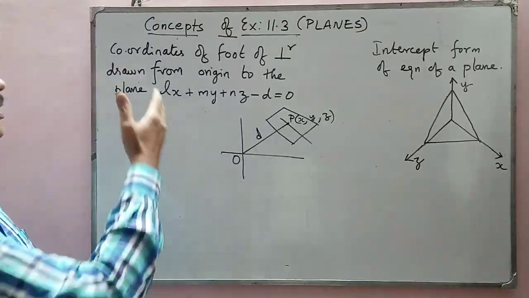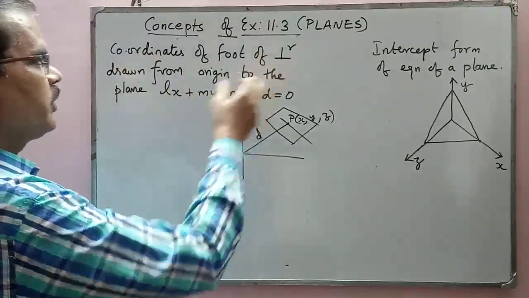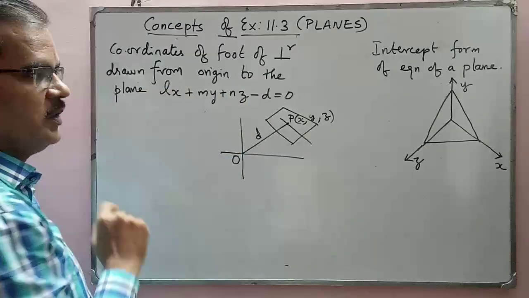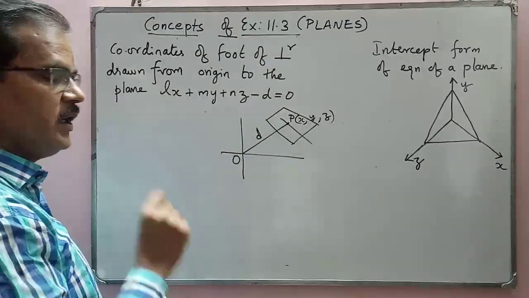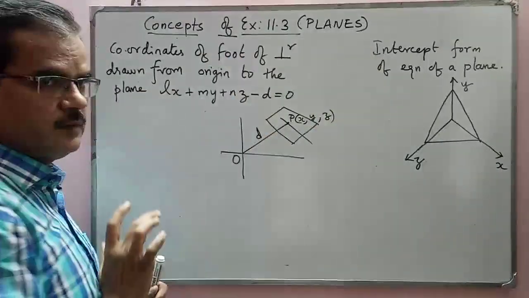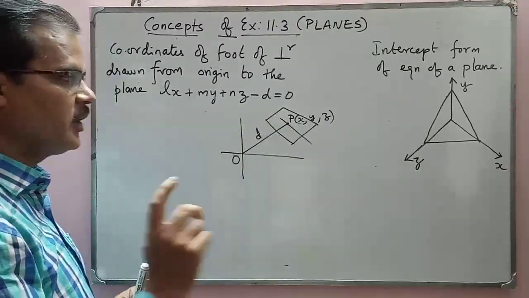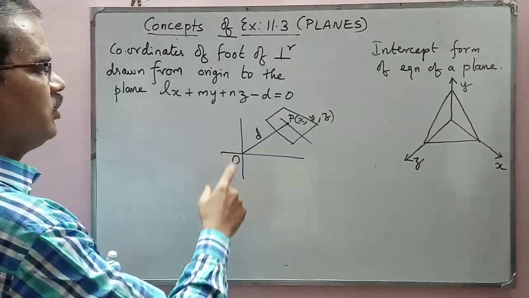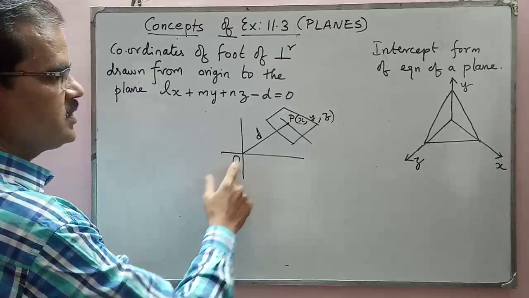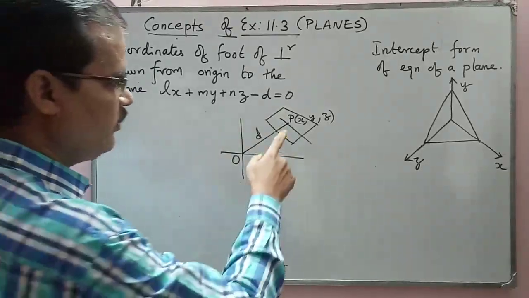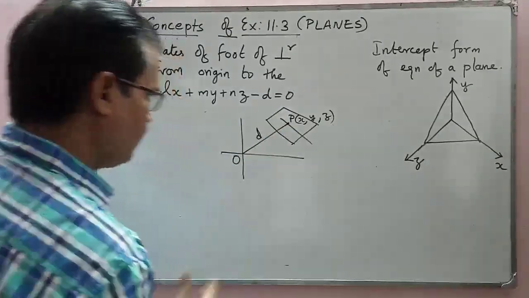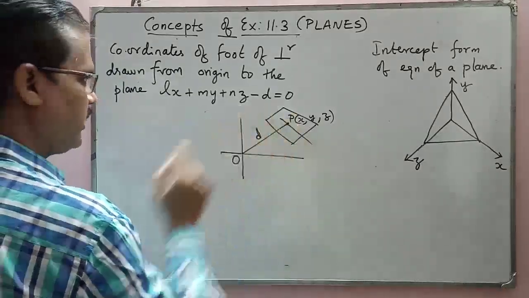Now, the formula to find coordinates of a foot of perpendicular drawn from origin to the plane. In the previous formula we saw the distance from any point to the plane, the perpendicular distance. Here you are finding from the origin to the plane. How to find the foot of this perpendicular? Foot of the perpendicular refers to this particular point.